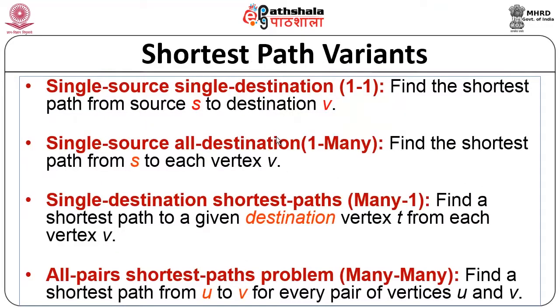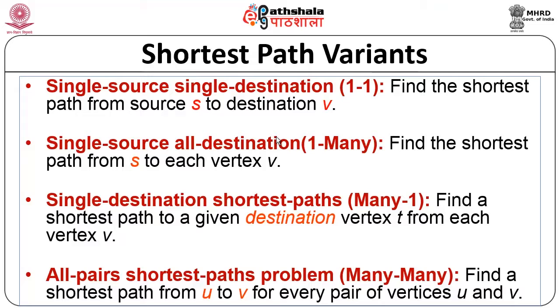Now, before we go further, let us look at the shortest path variants. There are many variants. The one simple variant is single source, single destination, called 1:1. So, you have to find the shortest path from a given source S to a given destination vertex V.